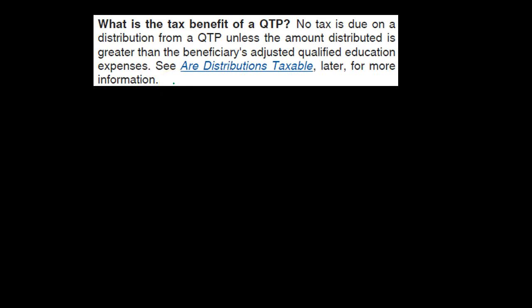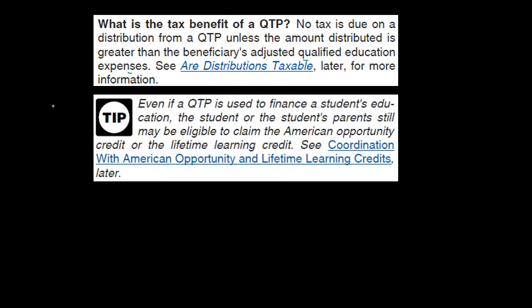Obviously, in order for it to be a benefit, it has to meet the goal. And that means that it's got to be paid for the qualified education expenses, which we'll need to make sure that we defined and are in accordance with as we make the payments out of the QTP. Tip: even if a QTP is used to finance a student's education, the student or the student's parents still may be eligible to claim the American Opportunity Credit or Lifetime Learning Credit.